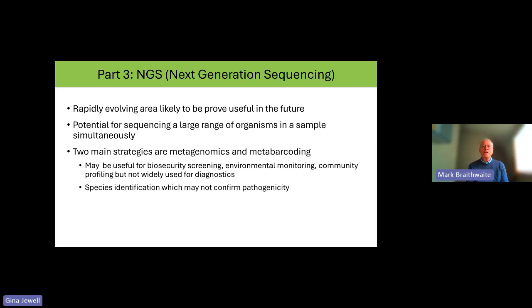Potential for sequencing a large range of organisms in a sample all at once. So it's a big advantage there. There's two main strategies, metagenomics and metabarcoding. Currently they're useful for biosecurity screening of samples, environmental monitoring, community profiling. As far as I'm aware, it's not widely used for specific plant diagnostics currently, but I'm sure it will be developed in the future. Species identification may confirm pathogenicity, which is a risk with all molecular work unless you've got the right gene target.